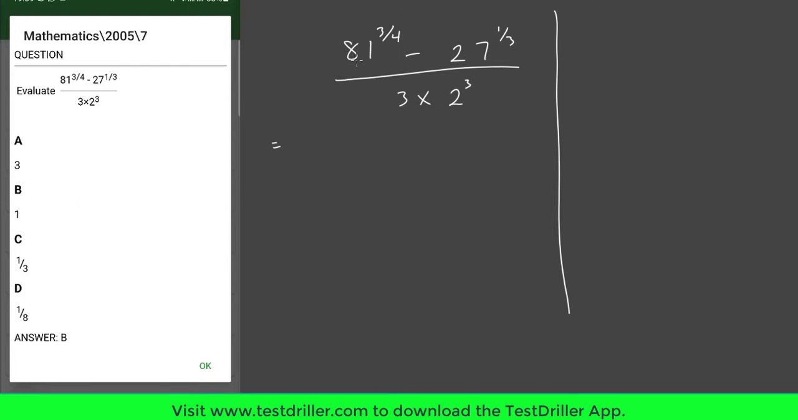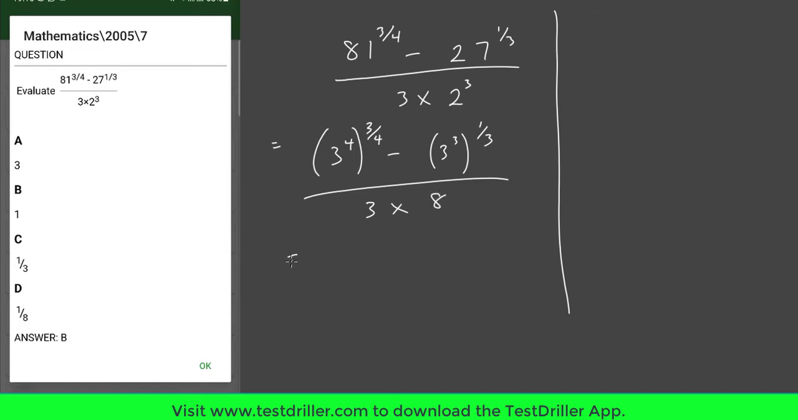We can express 81 as 3 raised to the power of 4. In other words, how many 3s can you multiply to get 81? That's 3 raised to the power of 4. Then everything raised to the power of 3 over 4. Then minus, you can express 27 as 3 raised to the power of 3. Then everything raised to the power of 1 over 3. This is a different approach, but we're still going to apply some laws here. So let's leave this as 3 times 2 raised to the power of 3, which is 2 times 2 times 2, and that will give you 8.